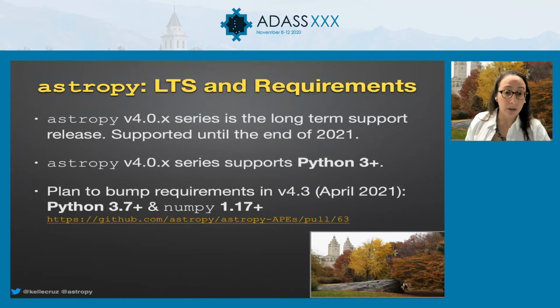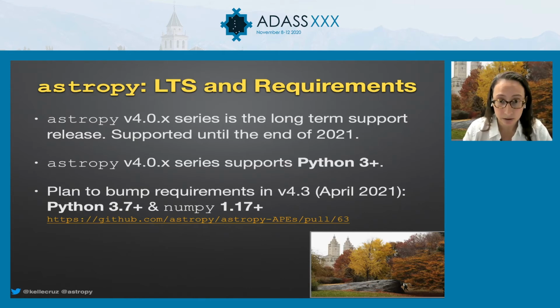For a lot of y'all, here are things that are important. The 4.0 series is the long-term release. The plan is to support Astropy version 4.0 until 2021. Astropy 4.0 is the first long-term support release that only supports Python 3, so no Python 2 support.